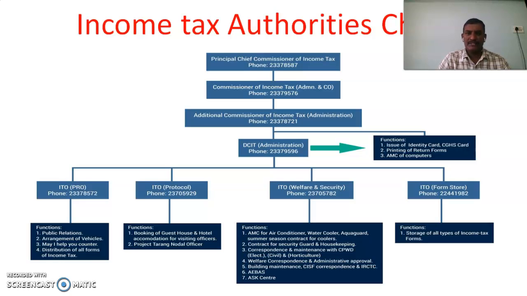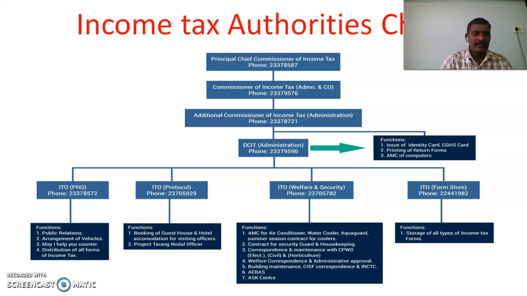The main functions of income tax will be started from the Deputy Commissioner of Income Tax because he will be at the zonal level. Here, the functions of a Deputy Commissioner of Income Tax are issuing of identity card, CGHS card, printing of return forms, and AMC of computers. And below that Deputy Commissioner of Income Tax, we have various income tax officers. There are assistant income tax officers. Here at all the zones or all the divisions, we have income tax officers as deputy income tax officers. And based on a particular wing, their functions were named here.